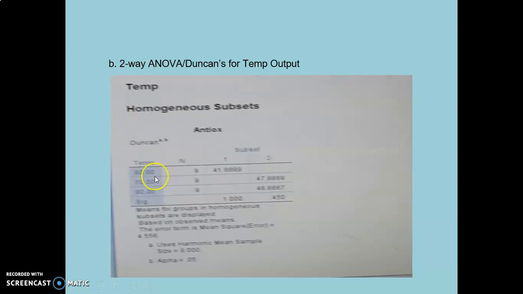Similarly for temperature, we can see that we have 60, 70, and 80. For 60, it is within this column on its own, and 70 and 80 are within the same column. So this shows us that 60 is significantly different compared to the mean antioxidant capacity for 70 degrees C and also for 80 degrees C.